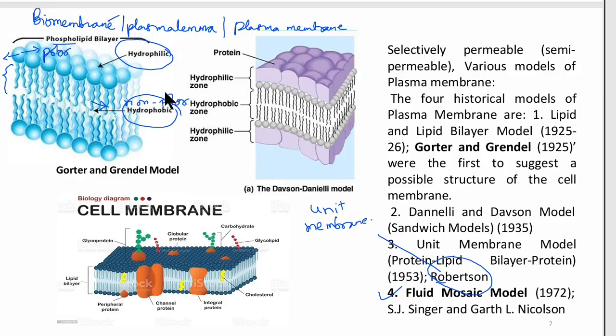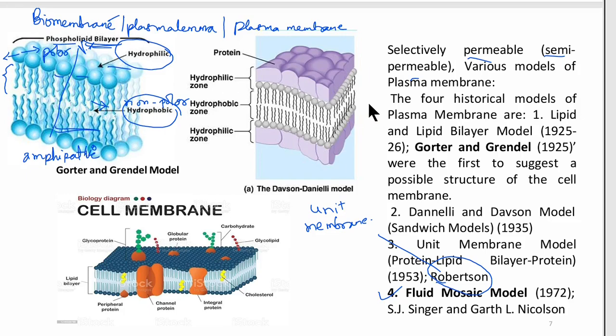As phospholipid has both properties, hydrophilic as well as hydrophobic, in one molecule, it is known as an amphipathic molecule. Selectively permeable, semi-permeable, and in general, the plasma membrane with the organelle membrane is known as the biological membrane. Phospholipid in the membrane is always bilayered.